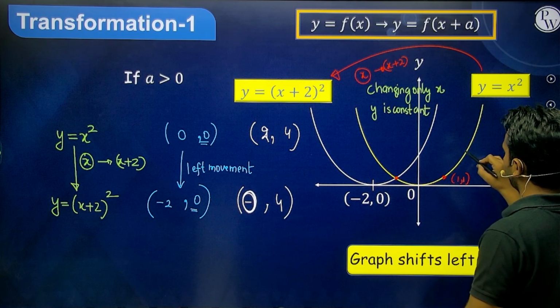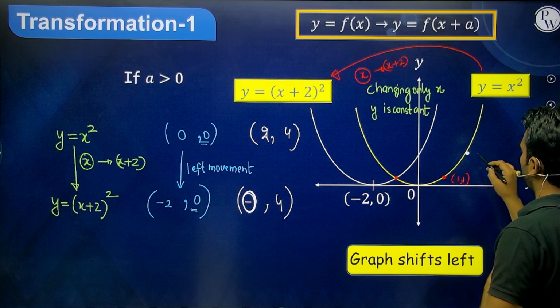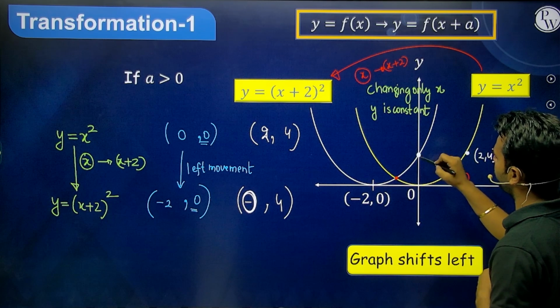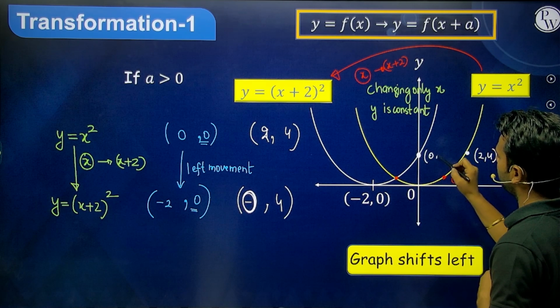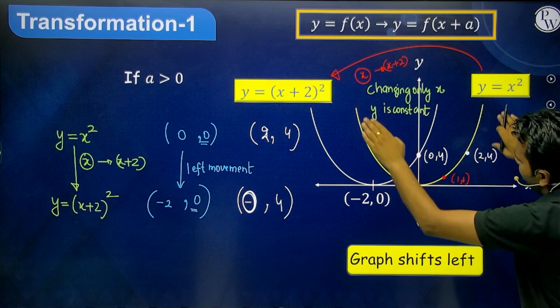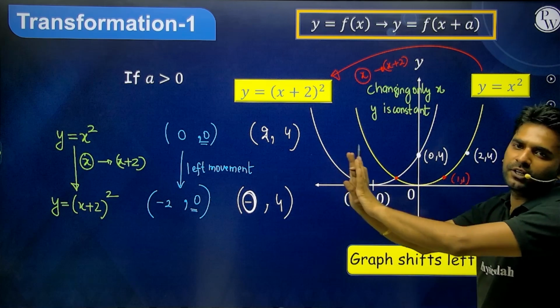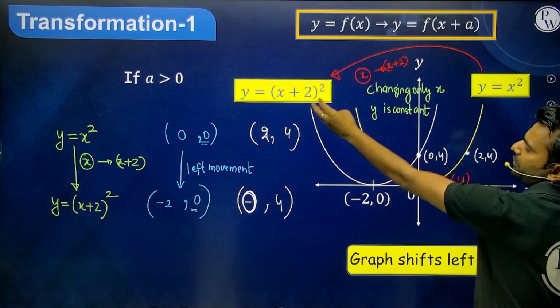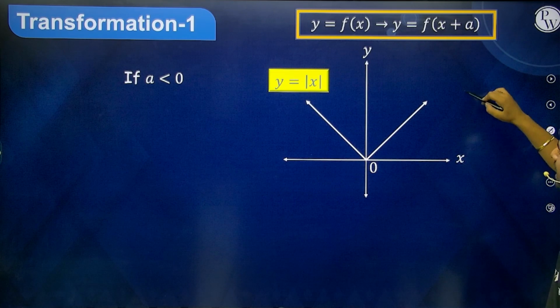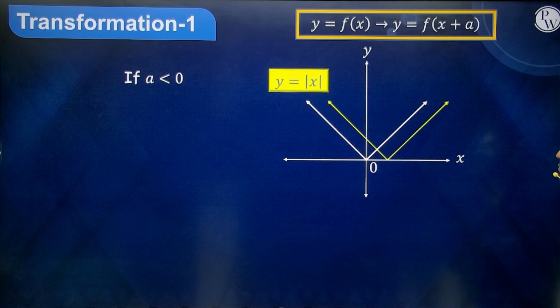So let's say you have this point 2, 4. If you shift it 2 units towards the left, don't you think it is going to reach here now? This point, if you push it towards the left. So each and every point on this yellow graph, if pushed leftwards by 2 units, we get the graph of this. Talking about the next thing, let's say we are aware that this is how the graph of y equal to mod x looks like.